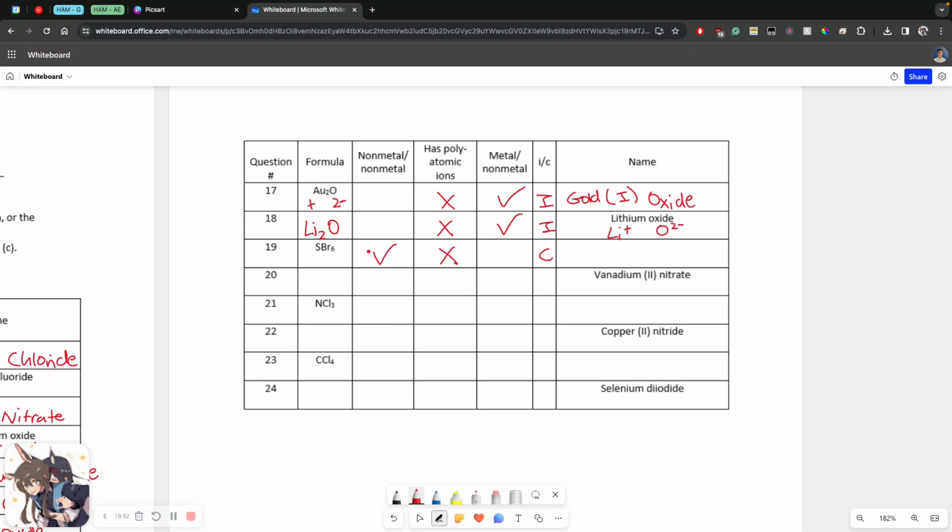With this information, we can name this by saying sulfur. First element stays exactly how it is, no suffixes or prefixes. And then bromine. The bromine is characterized by a 6, which is hexa. So hexabromide.